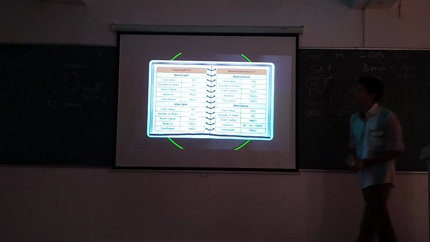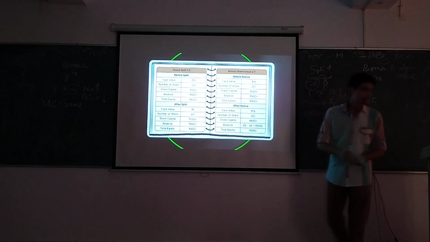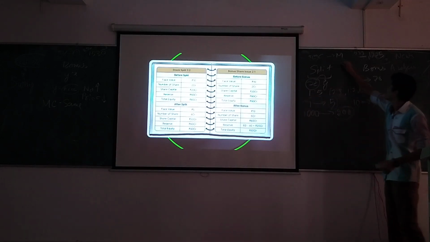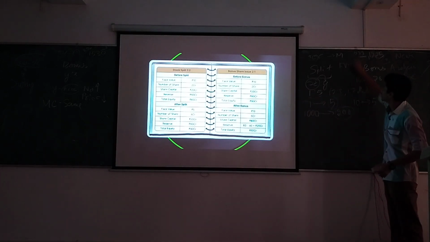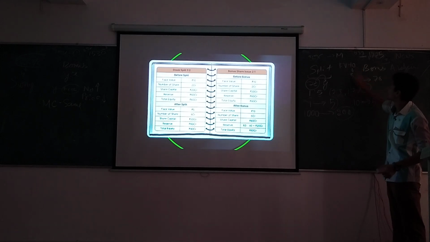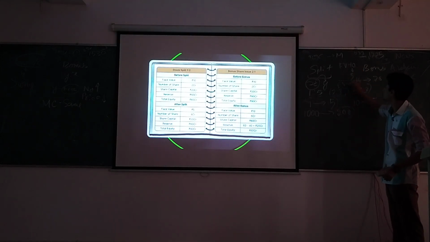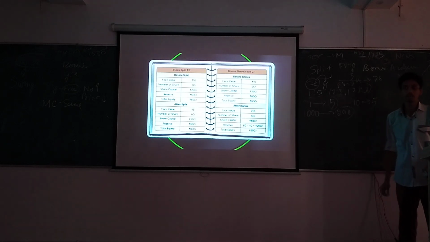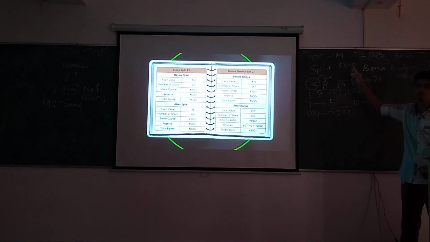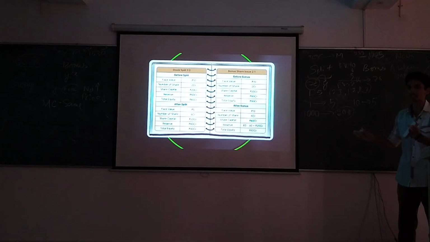Okay. Here, we can see that, I forgot to mention this. In stock split, the face value, which was 10 rupees, is split into 5, which means the new face value is going to be 2 rupees. A stock split means face value is going to split. One stock is going to split into 5 parts, which means the face value of 10 will be split into 5 parts. 2 rupees will be the new face value.